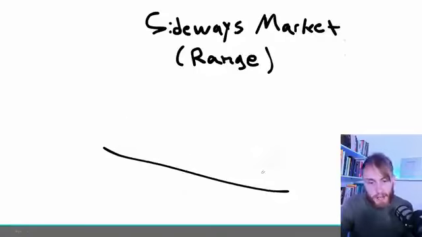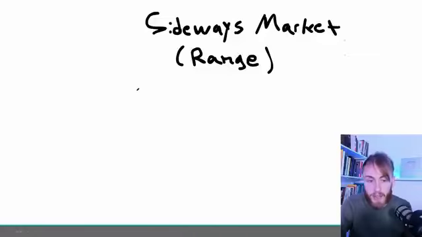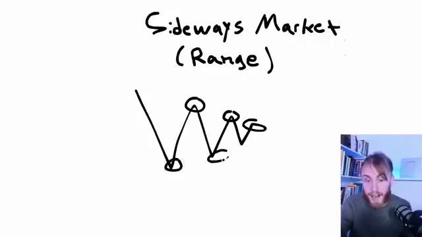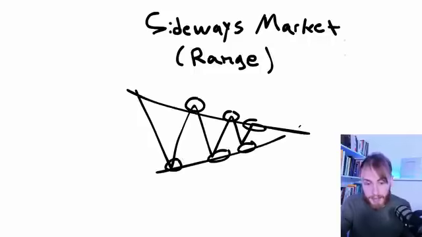But we could also have a market that looks more like a sort of triangle, right? We can have a market that looks like this. It prints lower highs, right? And higher lows at the same time. This right here is a triangle looking structure, and this is what is known as a chart pattern.